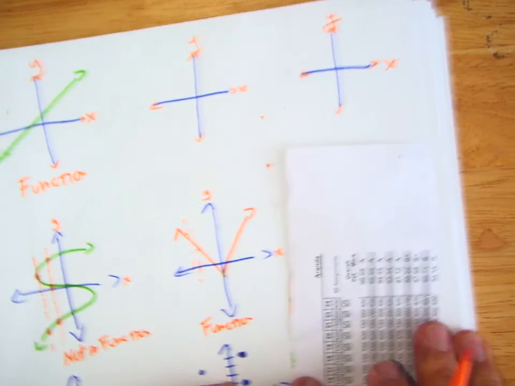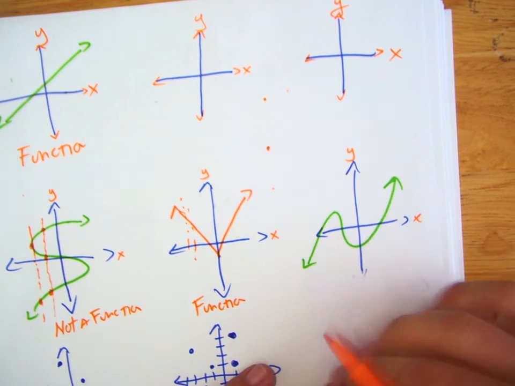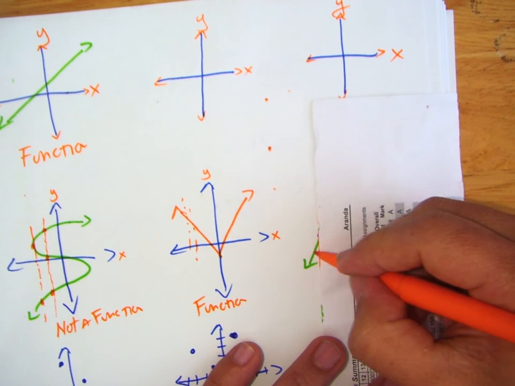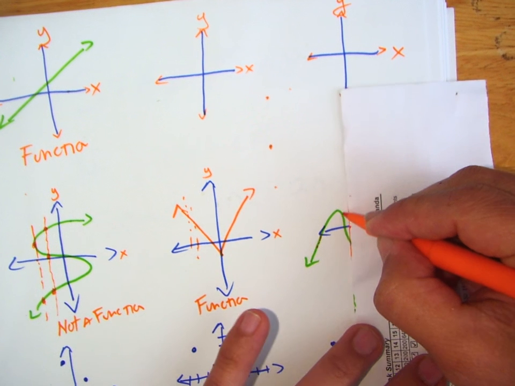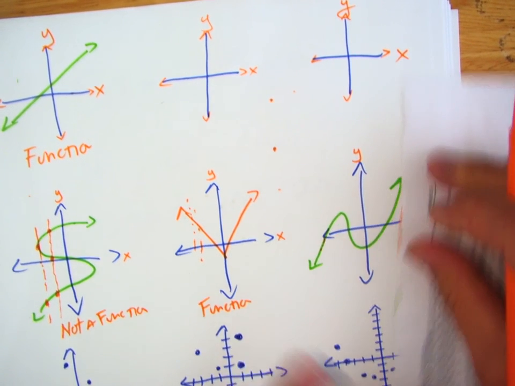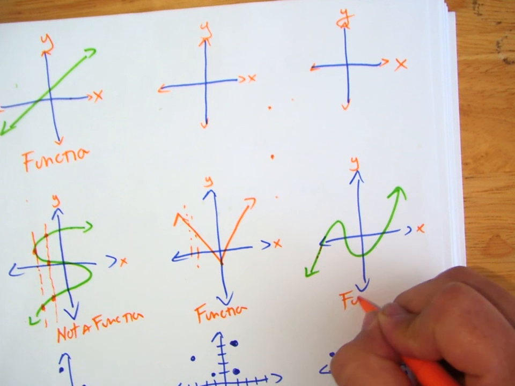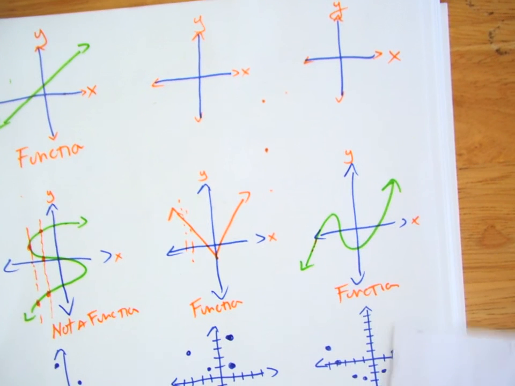All right. How about this one right here? Okay, from my eyeing it, maybe, I don't know. Let's see. Once, not hitting a vertical line twice, no, it's good, it's good. Oh yeah, it's a function. It's a function. All right? So that's basically it.